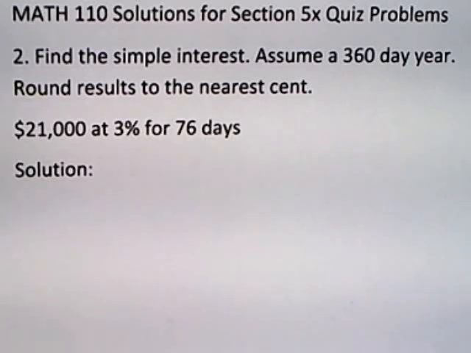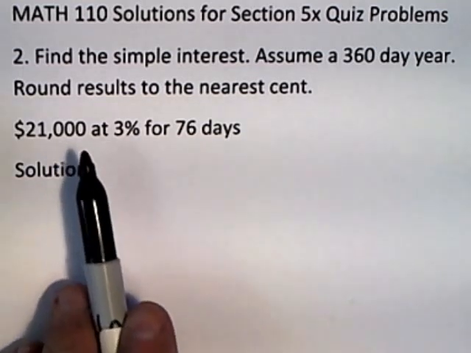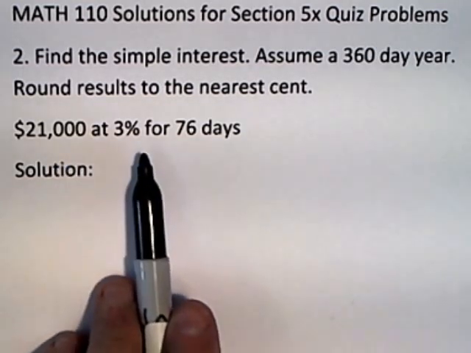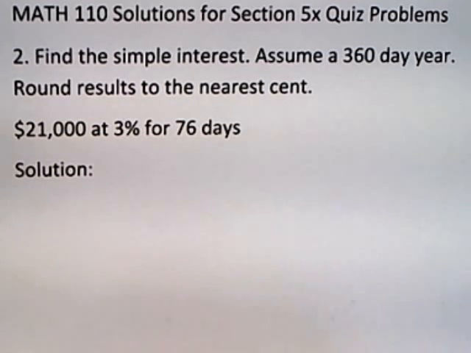This is exercise 2 from the section 5X quiz. It says find the simple interest, assume a 360-day year, and round results to the nearest cent. So we're investing $21,000 at 3% simple interest for 76 days.